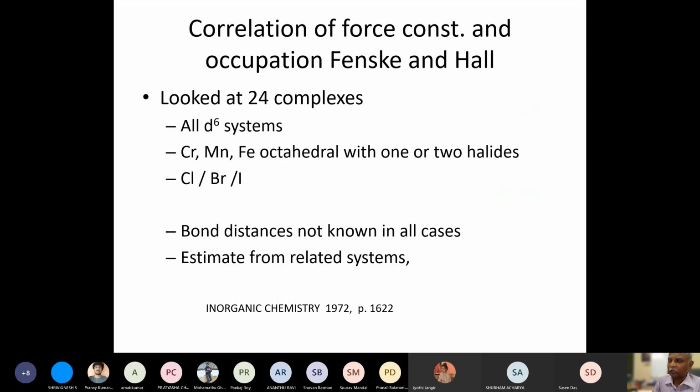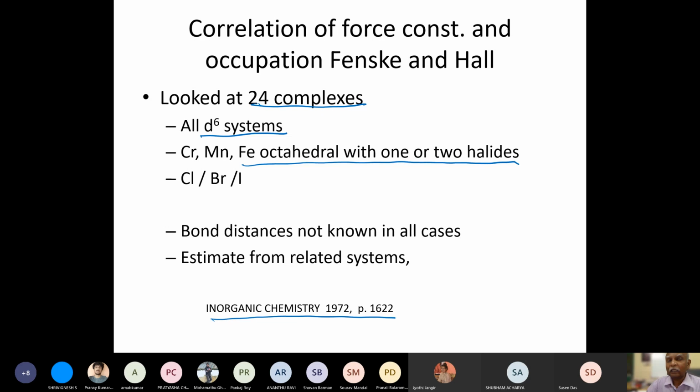Now I have to look at the Fenske Hall paper, which was in fact published in 1972. What they did was they looked at 24 different complexes. All of them were D6 systems. I told you, you should compare apples and apples. So they did exactly that. They looked at D6 systems. They looked at several compounds which were octahedral in nature with 1 or 2 halides.